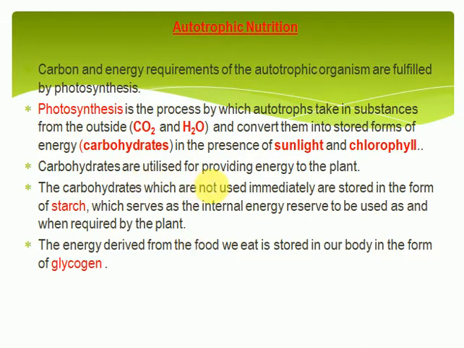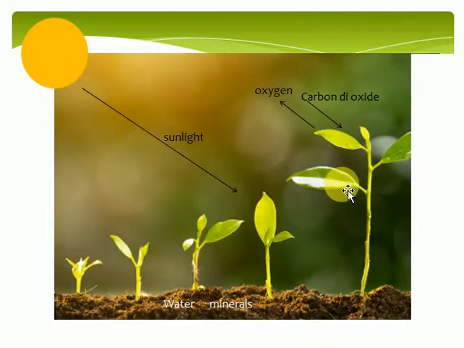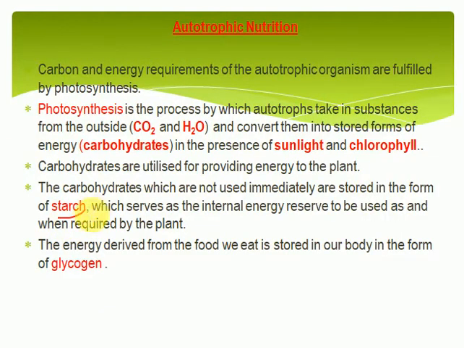Now carbohydrates are utilized for providing energy to the plant. In the body of the plant, when the carbohydrates are manufactured, they are utilized for energy requirement by the plant. In whichever process the plant requires energy, the carbohydrates are used. And the carbohydrates which are not being used are stored in the body of the plant. In which form? In the form of starch. The carbohydrates which are not used immediately are stored in the form of starch, which serves as the internal energy reserve to be used as and when required by the plant. So whenever energy is required by the plant, then starch is used.